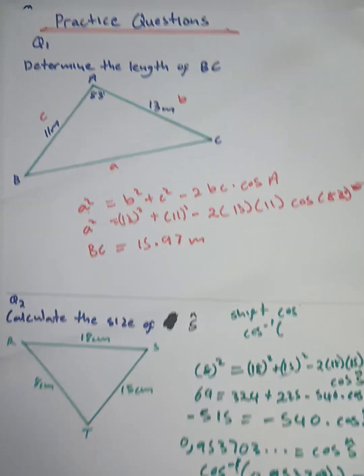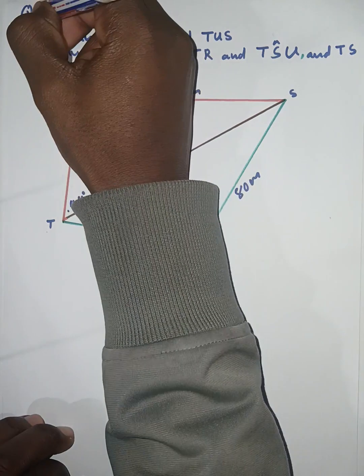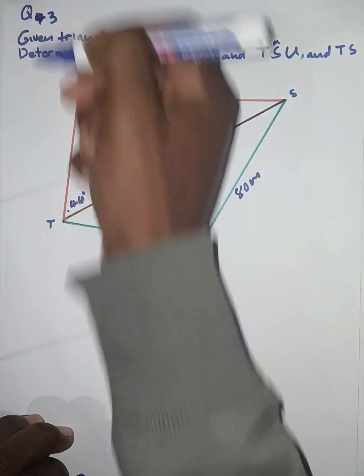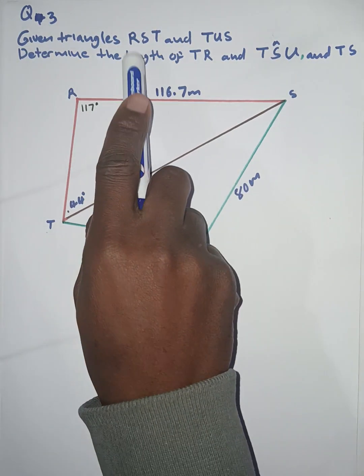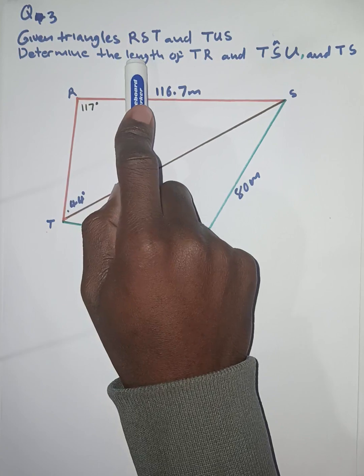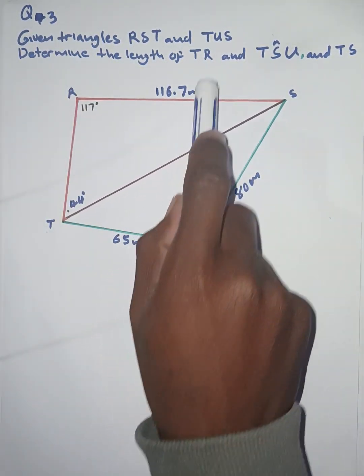third question, and unfortunately I only prepared 3 questions. So this would actually be question 3. Forgive me, they kind of made a typo there, so this should actually be question 3 instead of 4. I hope that's visible. So they said that given triangles RST and TUS, they say determine the length of TR.